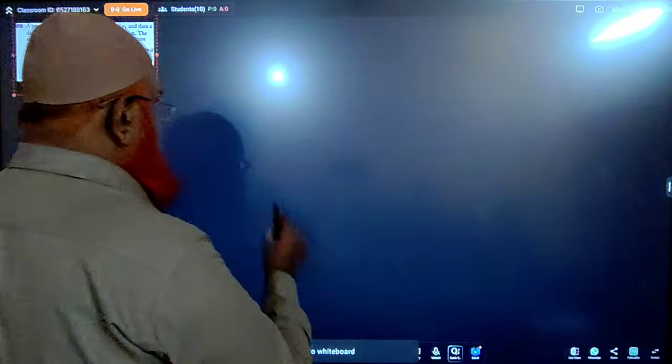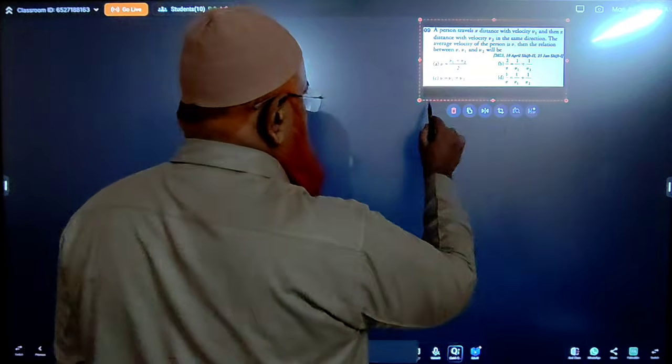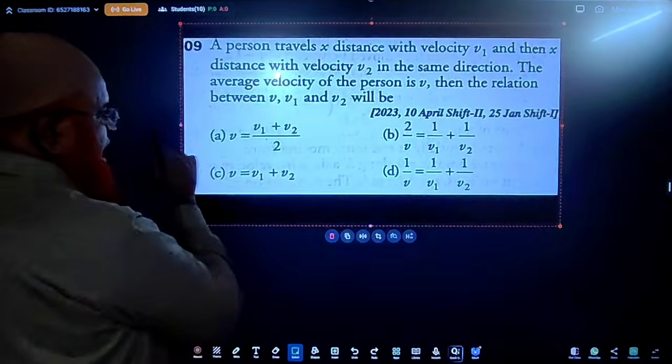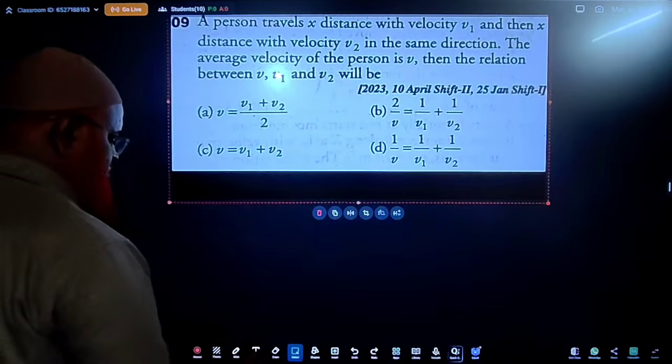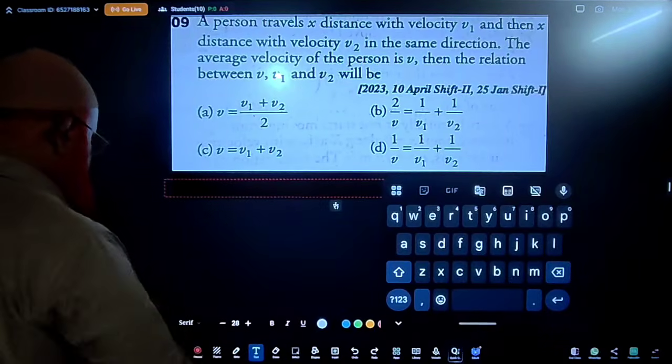This problem was asked in JEE Mains 2023, and the same kind of problem was there in NEET also.